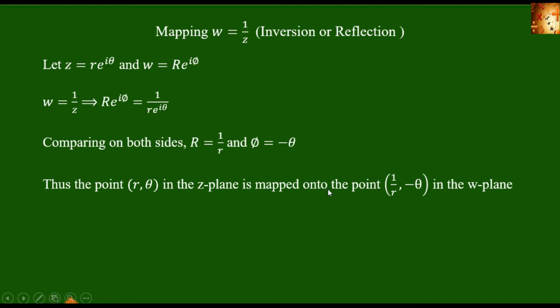So phi equal to minus theta, which means the point (r, theta) in the z plane is mapped onto the point where capital R is 1 by r and phi is minus theta. So the point in the W plane is (1 by r, minus theta), which means the inversion. So (r, theta) is mapped onto the point (1 by r, minus theta), which means the inversion or reflection of the point (r, theta). If you are taking the point (r, theta) in the first quadrant, then under the mapping W equal to 1 by Z, the image will be (1 by r, minus theta), that is the reflection of the point (r, theta).